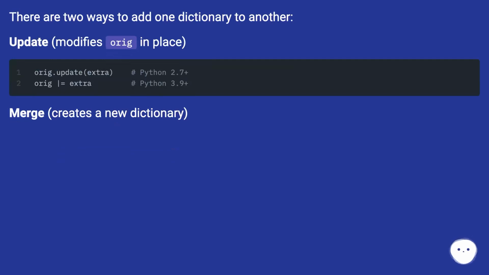There are two ways to add one dictionary to another. Update modifies original in place. Merge creates a new dictionary.